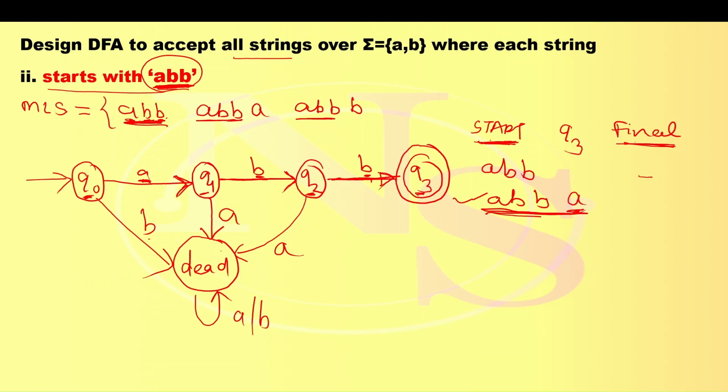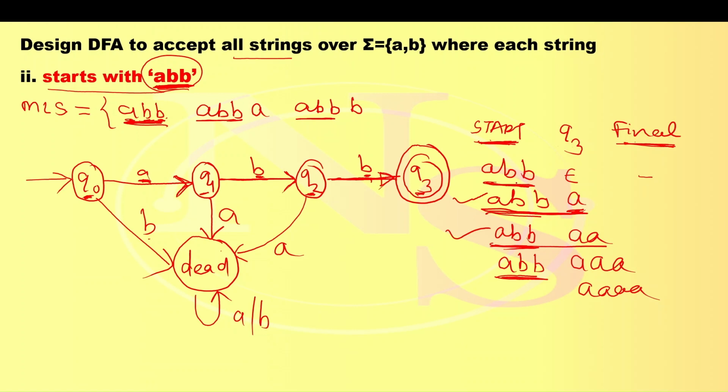At Q3, are we looking for a single A, or is a double A also possible? Double A is also possible. This ABB as it is, starting to Q3. Check, is this a valid string? Yes, starting with ABB. It means what? Once we reach Q3 by reading ABB, after that a single A can come or multiple A's can come, because our main condition is satisfied, starting with ABB. Or it may happen that no A is coming. Here is nothing. Nothing means epsilon. Epsilon does not contain any number of A's. It means ABB is there, starting with ABB.